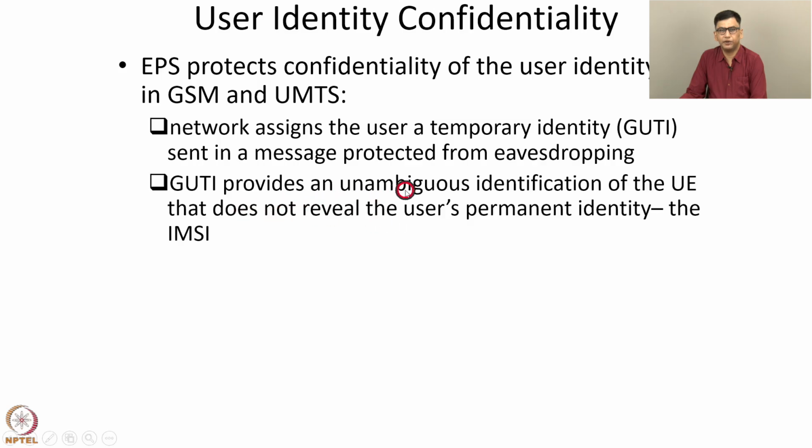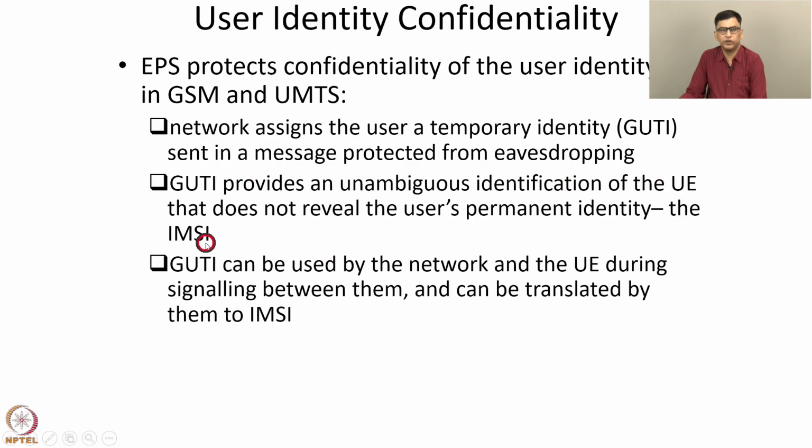GUTI provides an unambiguous identification of the UE that does not reveal the user's permanent identity, which is the IMSI. And GUTI can be used by the network and the UE during signaling between them, and it can be translated by them to the IMSI. So, hence these are interchangeable. From the IMSI, the GUTI can be inferred, and vice versa. From the GUTI, the IMSI can be inferred. So, GUTI is used as a temporary identifier in place of the IMSI to prevent tracking of the subscriber.